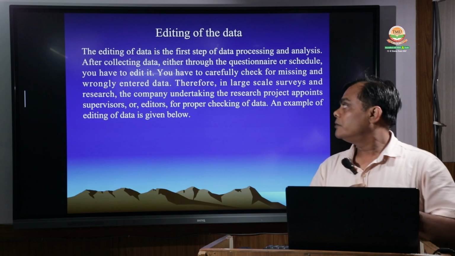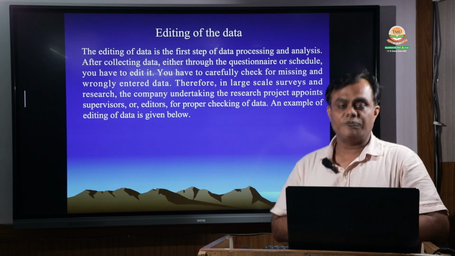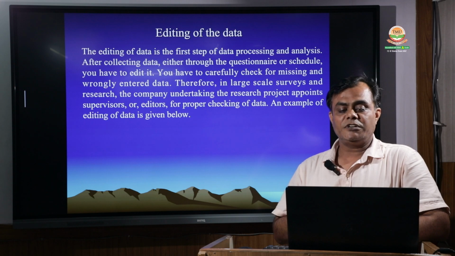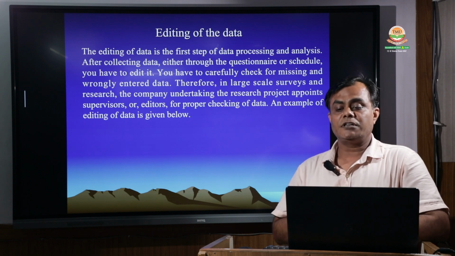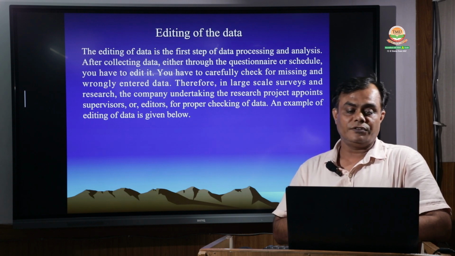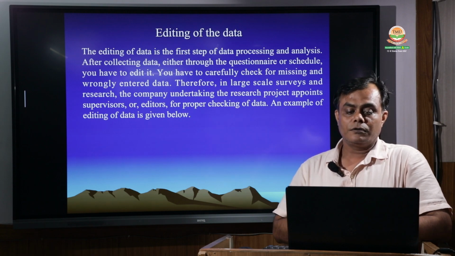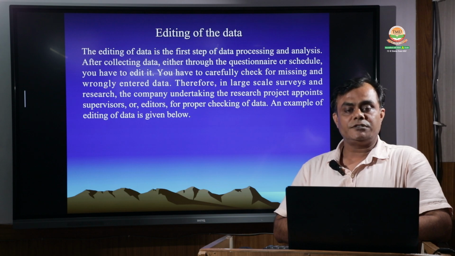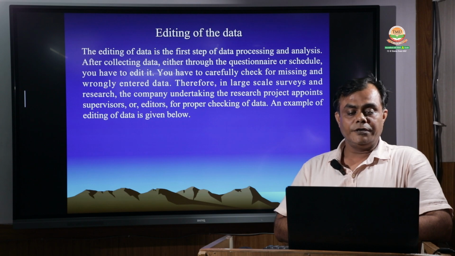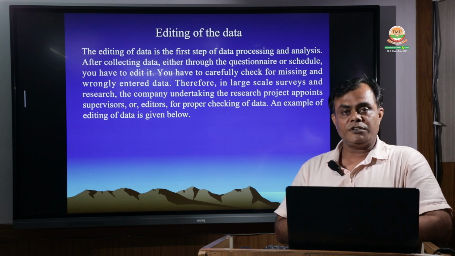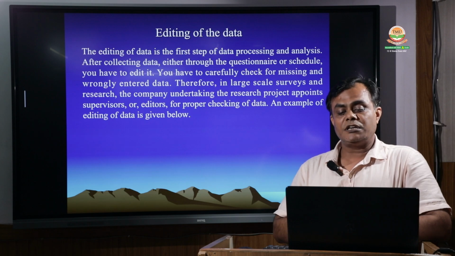So the first point is editing of the data. The editing of the data is the first step of data processing and analysis. After collecting data, either through the questionnaire or the schedule, you have to edit it. You have to carefully check for missing and wrongly entered data. Whatever the missing data or wrong data, we have to check that data.